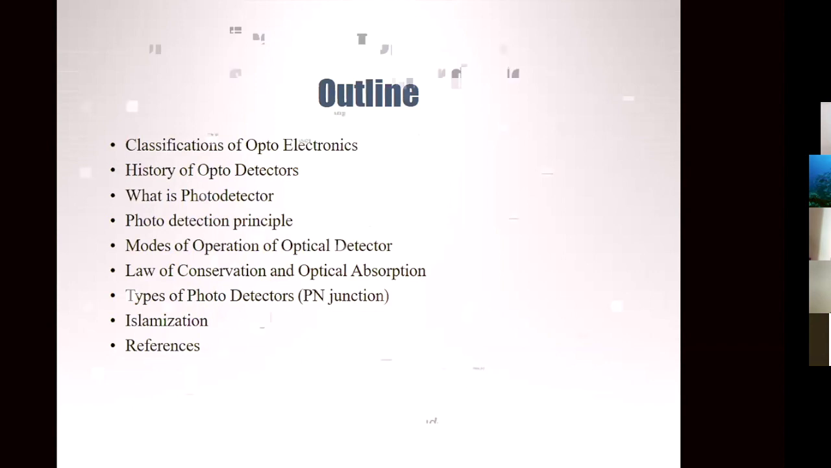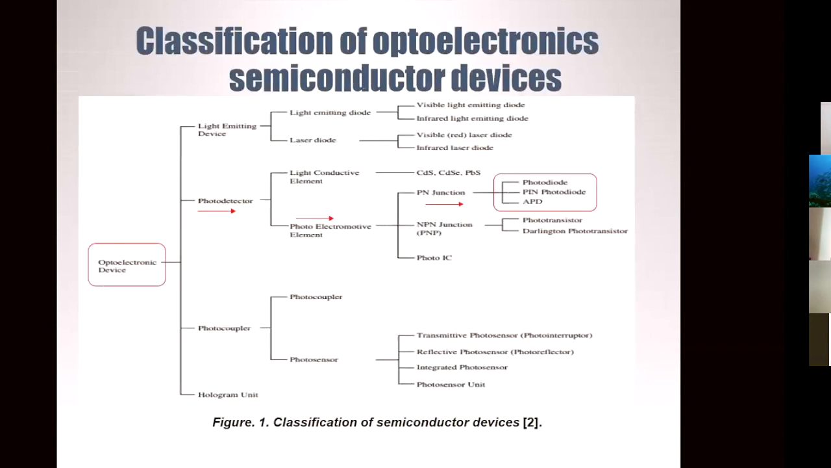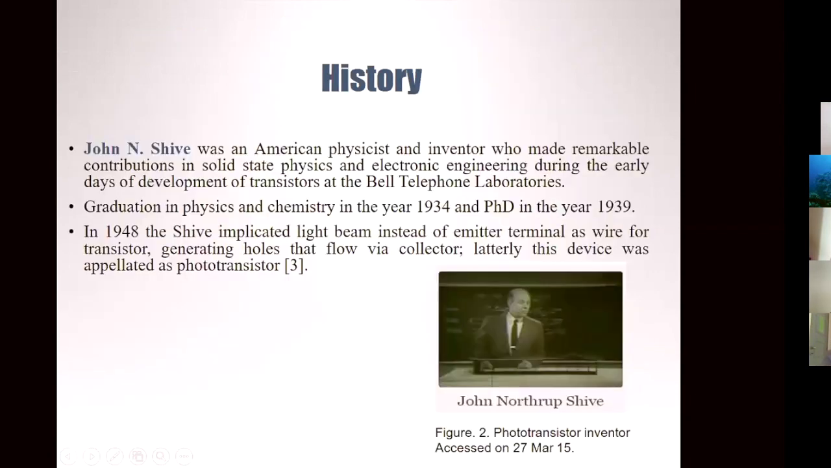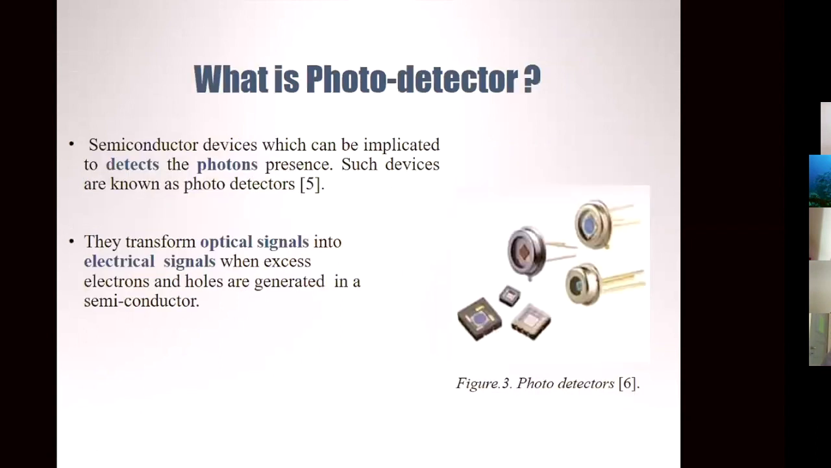Okay, skip the history, yeah? You can skip the history. Okay. So photodetector is basically under optoelectronic devices, and photodetectors are classified into two types. But we will look at the photoelectromotive element based on PN junction. Based on PN junction, there are three types: photodiode, PIN diode, and APD. So here's the history, later on we can.